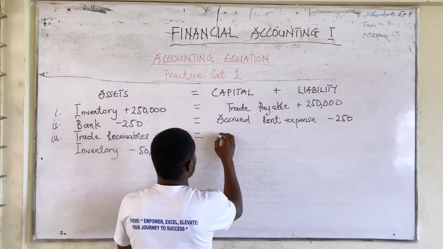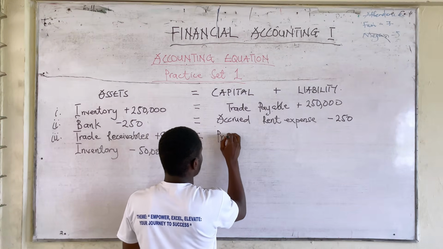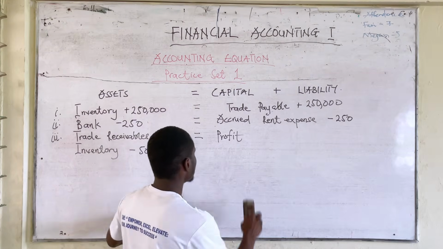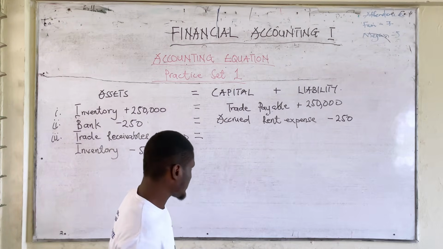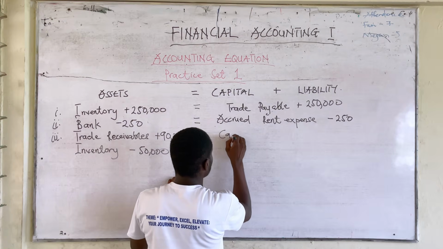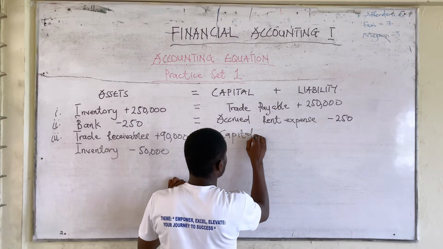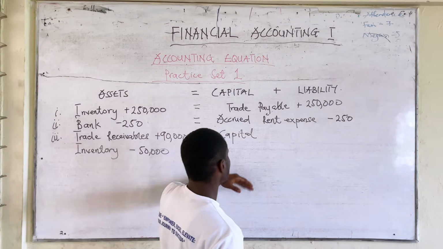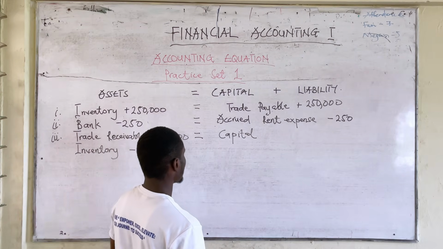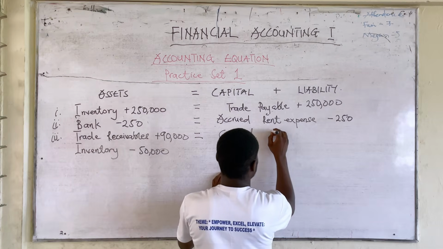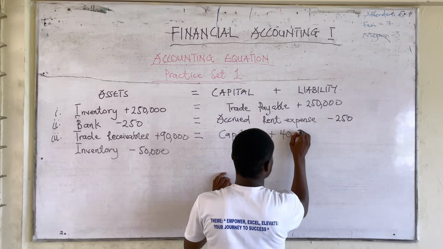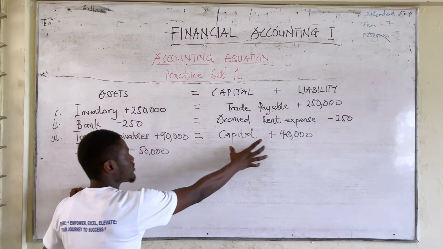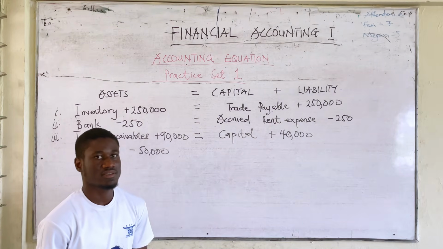So now we have profits here. Or we could simply write capital, then we'll show the effects. So the capital here is worth an additional injection of 40,000. So plus 40,000. So you could see that the left side is still equal to the right side.